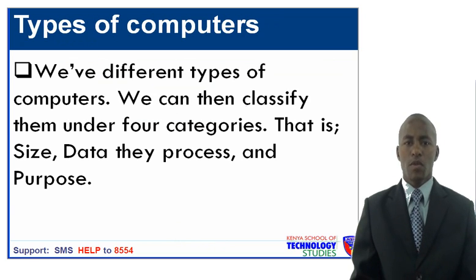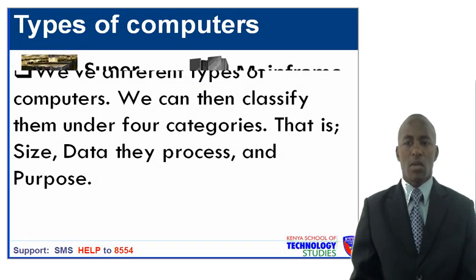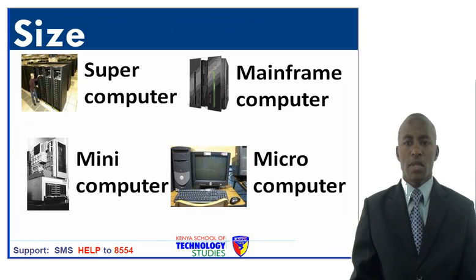Let us now look at types of computers. We have different types of computers. We can classify them into 4 categories, or we can also classify them into 3 categories. That is size, data they process, and purpose. Let us now start with size. Under size, we have 4 types of computers: supercomputer, mainframe computer, mini computer, and microcomputer. Characteristics of the supercomputer: it is the largest, fastest, and most expensive type of computer.